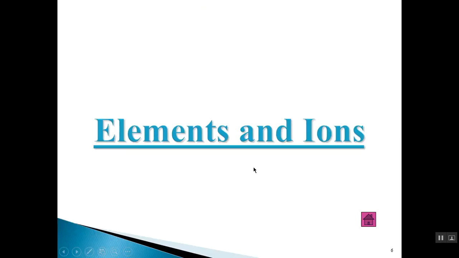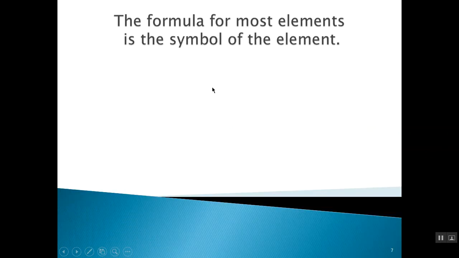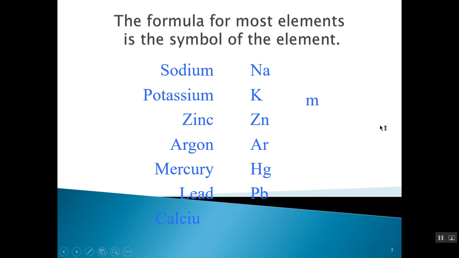Okay, so we're going to get into some details about how we go about naming certain elements and compounds, and we'll be discussing ionic compounds, so that's why you see here elements and ions. When it comes to naming elements, the formula for most elements will be the same as the symbol for that element. And that is true in the vast majority of cases. These are just a few examples. The formula for sodium is Na, and that's basically the symbol you're going to use. The symbol for potassium is shown, and so on and so forth, all the way down to calcium down here.